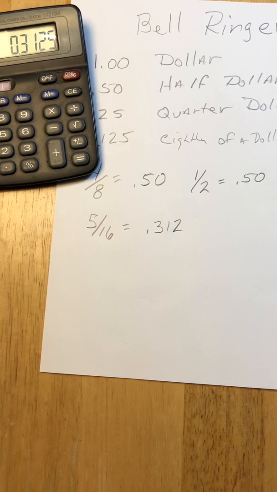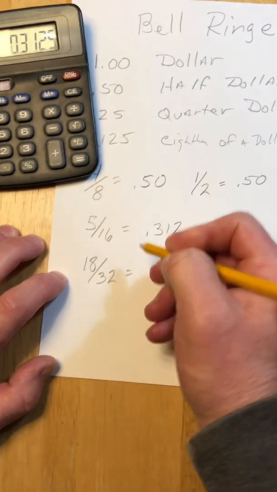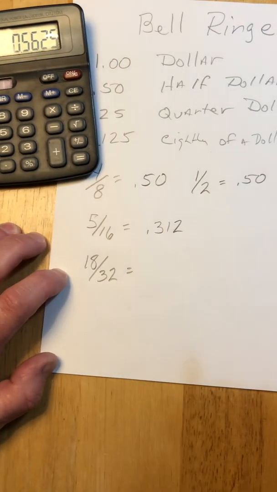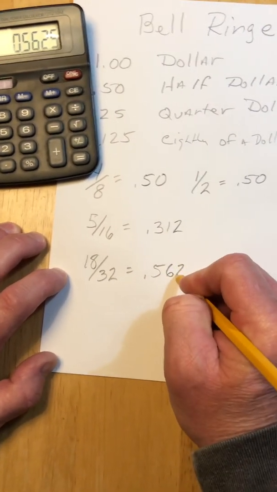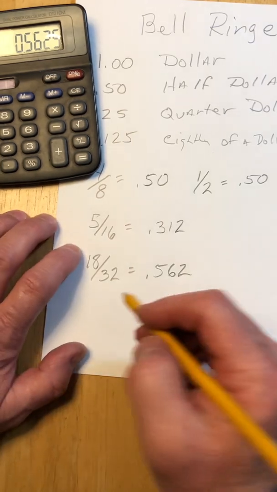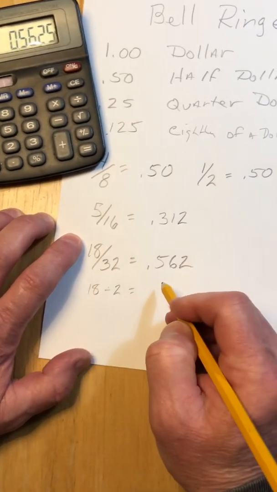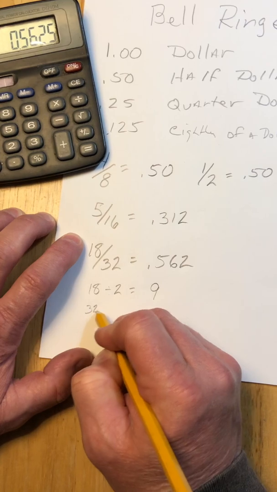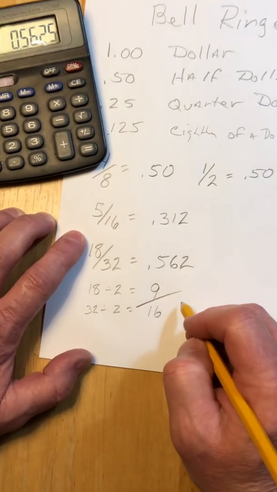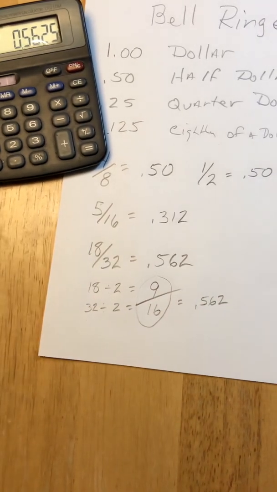Let's look at a different one. Let's look at 18/32. This one could throw you for a loop. 18 divided by 32. Well, that is 0.562. Now, how did I get to 562 to relate it to our chart? Okay, so if I take the 18 divided by 2, that gives me 9. If I take 32 divided by 2, that equals 16. Draw a line between it, right? 0.562 is the decimal for 9/16.